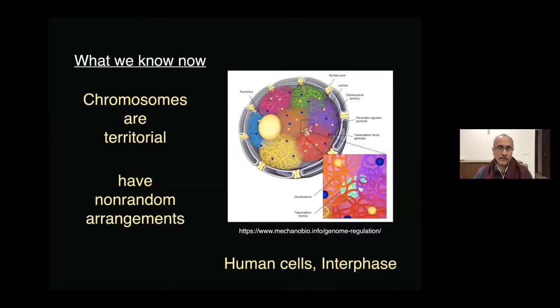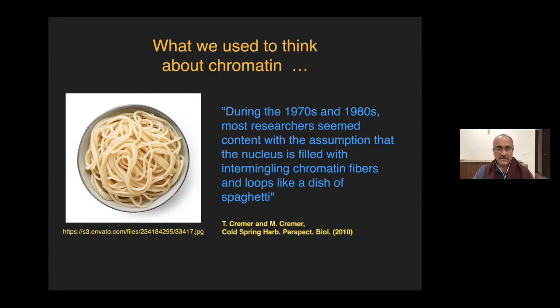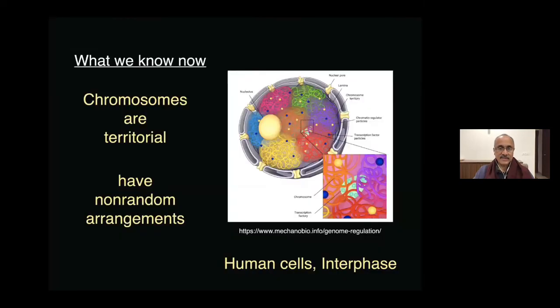What we do know now is a far more complex and nuanced picture: chromosomes are territorial in character. They're not all mixed up like this pasta that you see on the left-hand side. And what is more, these arrangements of chromosomes are not random. It's not as though any chromosome can be anywhere. If you look at a particular cell type, there is a certain preference for a chromosome to be more interior versus more exterior.